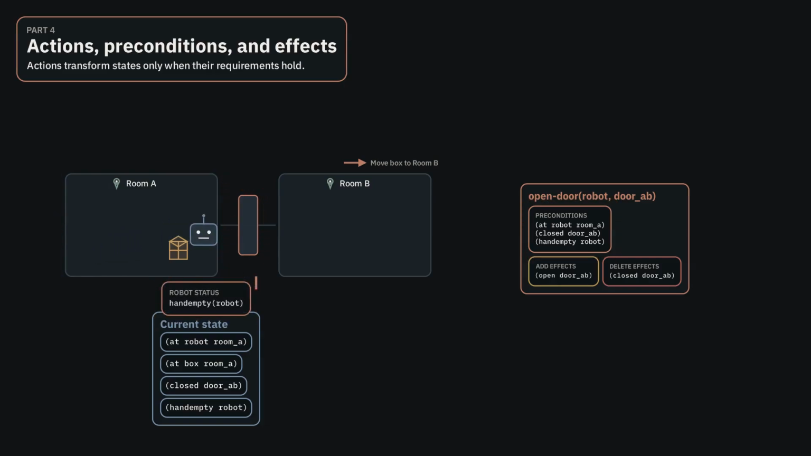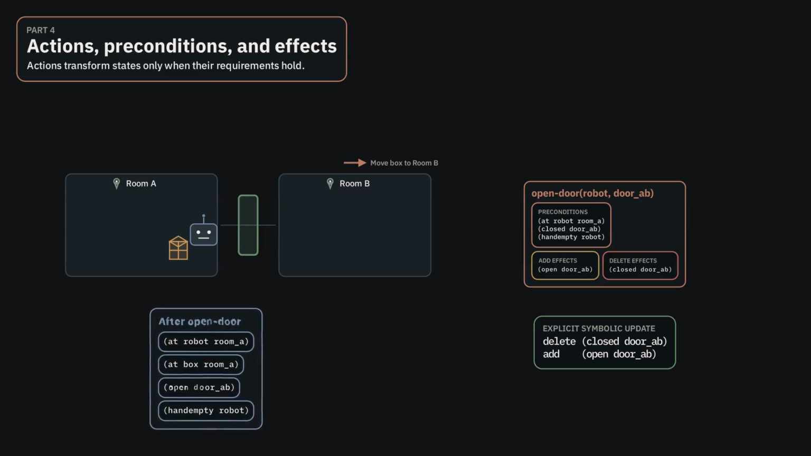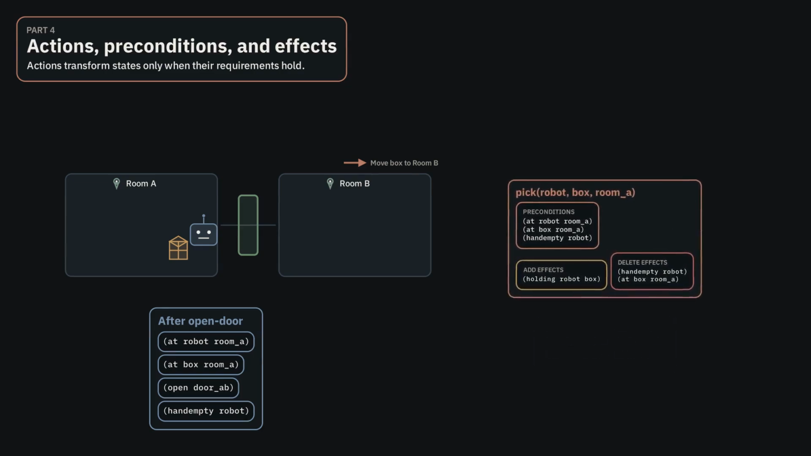Watch the action open door. It requires that the robot is in room A, the door is closed, and the hand is empty. When those preconditions hold, the action can fire. Its effects then rewrite the world model. Closed door disappears. Open door appears. That is already enough to show an important principle. Planning does not update the world continuously and vaguely. It updates the world symbolically, through explicit action effects.